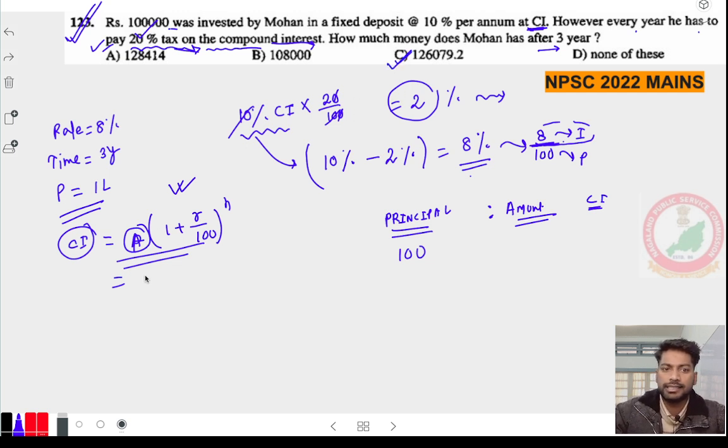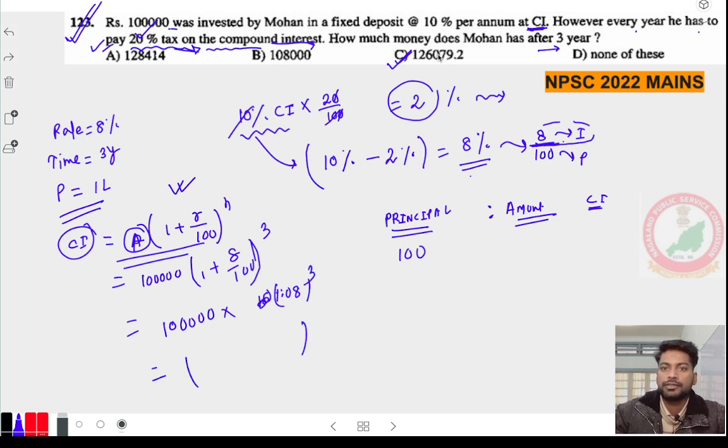If you put all the things in here, like 1 lakh into 1 plus 8 by 100 to the power 3, like this, so 1 lakh into 100 plus 8, na? So it's 100 plus 8, 108, 1.08 cube, like this. If you solve this calculation, you will get your answer, okay. That's why it's in mains. You can also solve this way, 108, but it's 3 times, that's why I write 3 times here.